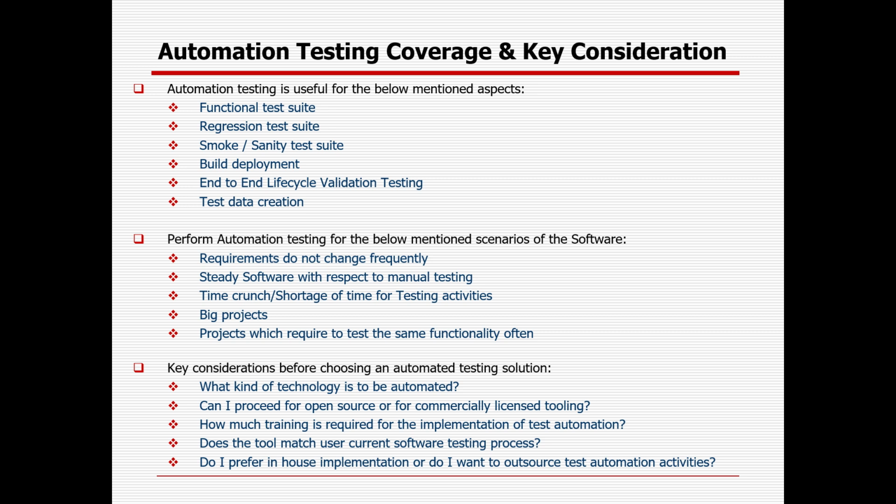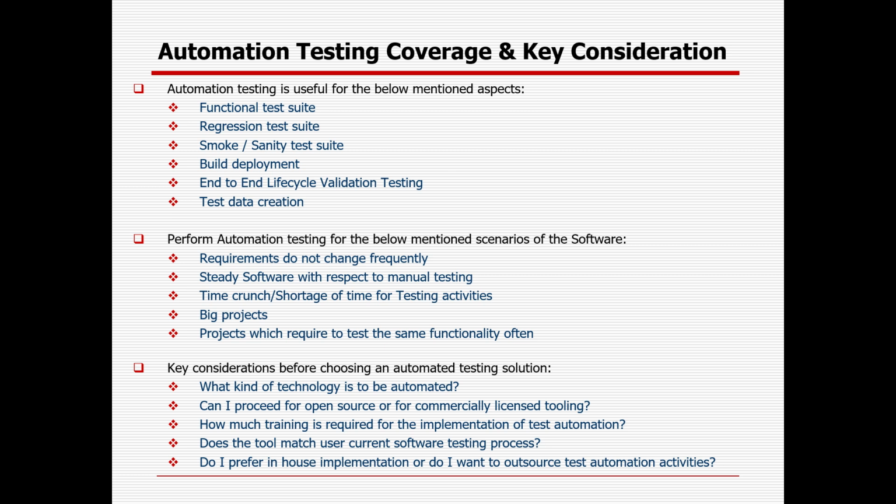What are the key considerations an automation tester needs to think about whenever they are trying to find a relevant automation solution? What kind of technology they need to automate, whether it's a .NET framework, a Java based application, or a Python based application, whether it's a client server based, Windows based, or web based application. Whether they can use an open source tool where there is no need to pay any license cost, or they can go for a licensed tool which will have a lot of added or inbuilt features.